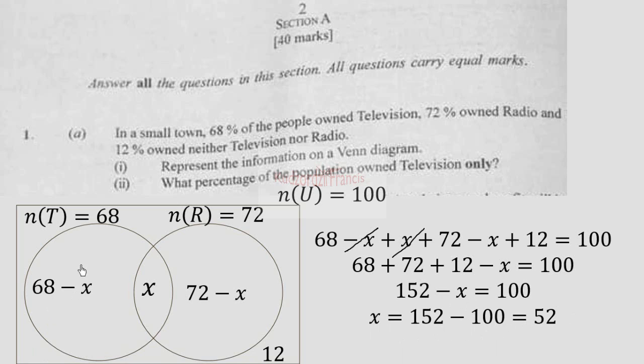Now those who like television only is this region over here. That will be 68 minus x. So the percentage of population who own television only is 68%.